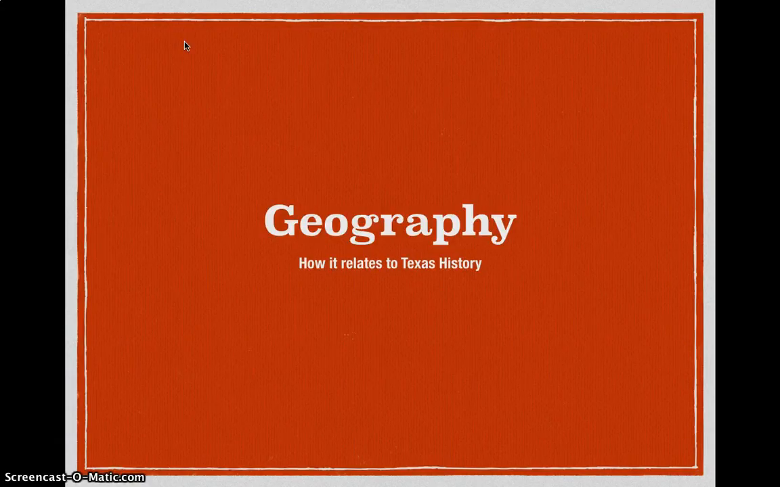I often get asked, why do we start with geography, and how does it relate to Texas history? Well, geography is the basis for Texas history. In order to understand the history of Texas, you need to first understand the geography of Texas. Because geography includes not only landforms, but it also deals with people, the climate, weather, things of this nature are all tied to geography.